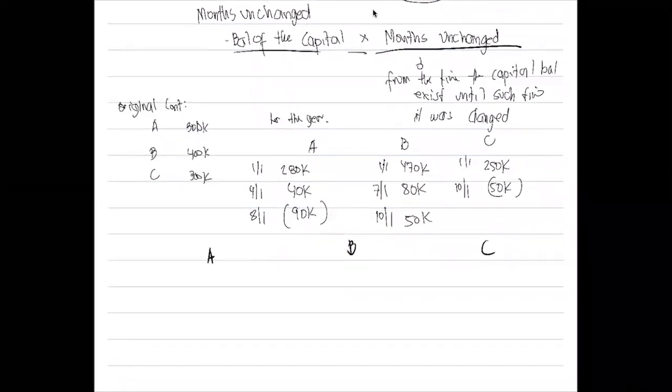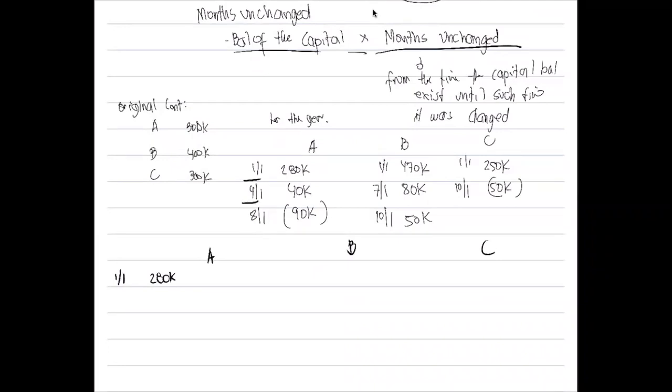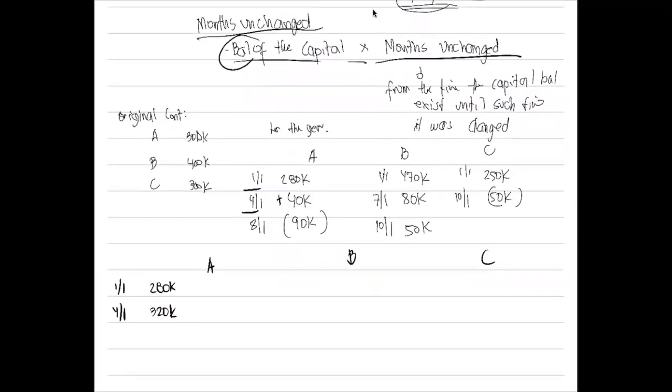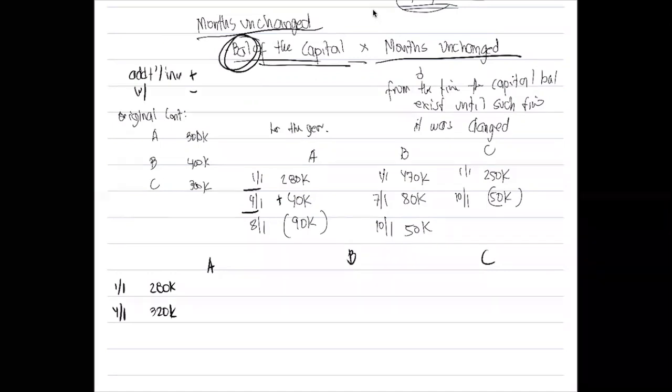Okay. So, for A, we have here January 1, 280,000. Tama? Tapos, nung April 1, ano nangyari? There is an investment of 40,000. So, 280 plus 40, we have here 320. Sir, ba't natin pinag-add? Kasi sa months unchanged, kailangan mong kunin yung balance of the capital. So, if there is an additional investment, you need to add it. If there is a withdrawal, you need to deduct it.